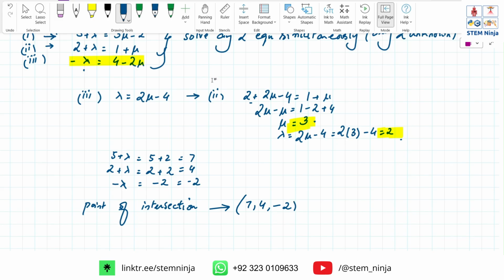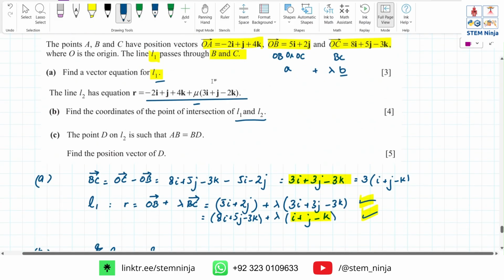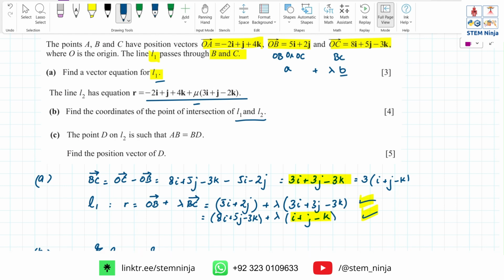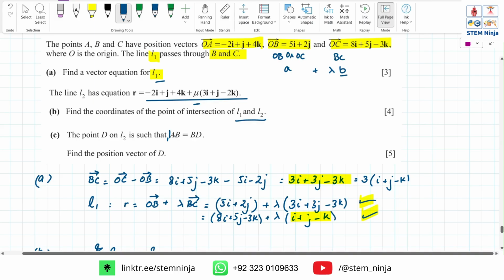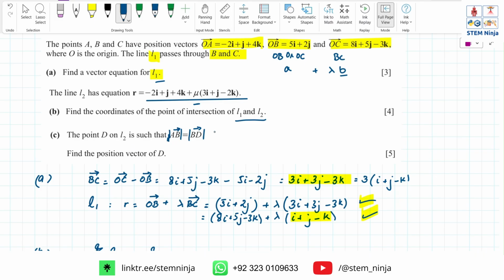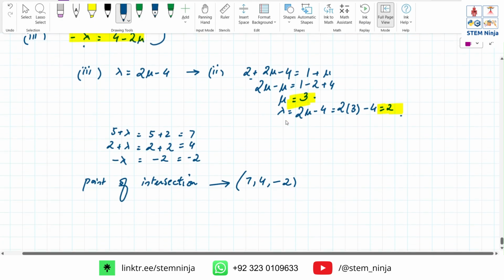Now let's see the next part. The point D on L2 is such that AB is equal to BD. So we have AB. Again, you see no arrow, so this means that they're talking about the length, right? This is the point that we saw in the previous video also. So point L2 says that the length of AB is equal to BD, and D we need to figure out.